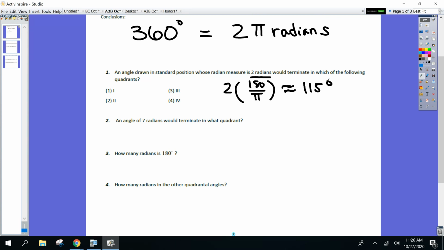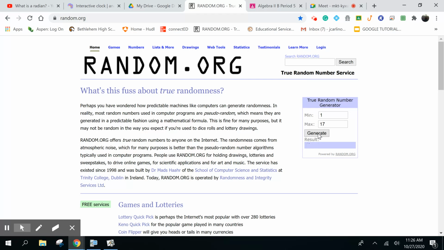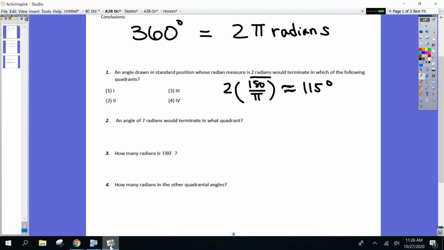Making it in what quadrant? What do you got there, Sophia? You can answer this one. 115 degrees would land in what quadrant? Quadrant 2, got it. Between 90 and 180, quadrant 2.